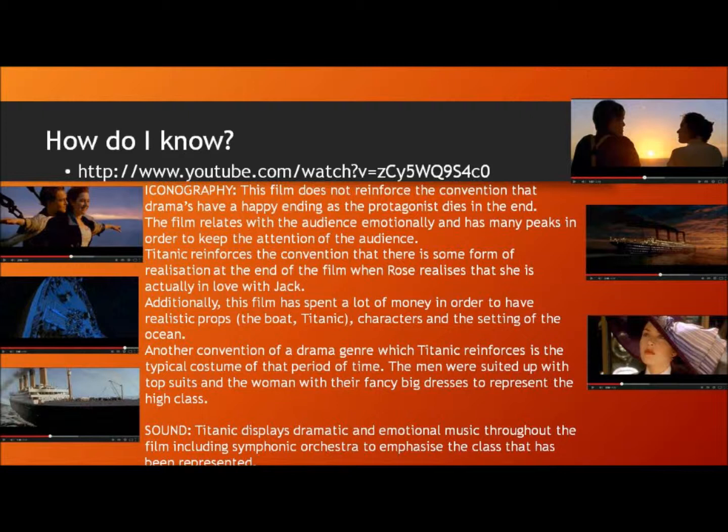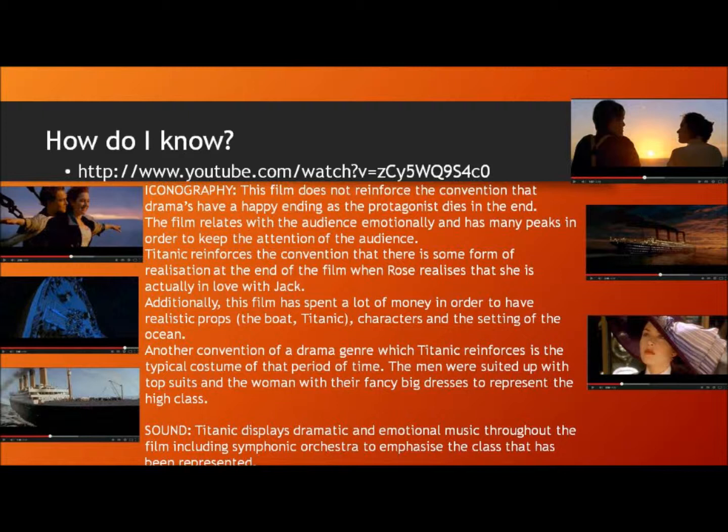Titanic reinforces the convention that there is some form of realization at the end of the film when Rose realizes that she is actually in love with Jack and not the other man. Additionally, this film has spent a lot of money in order to have realistic props. The main prop, the boat, known for the Titanic, the characters and the setting of the ocean.